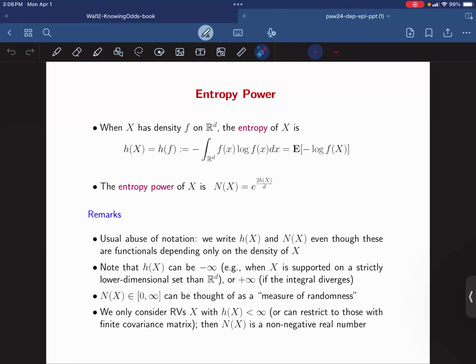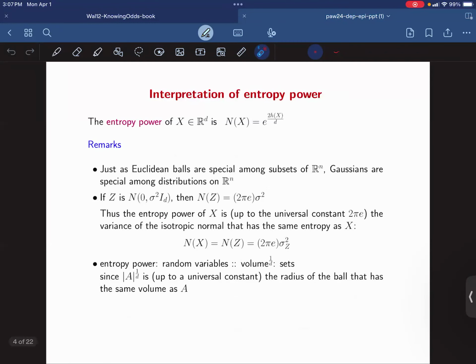In any case, there are many reasons why it turns out to be a valid way of thinking about things, that the larger the entropy, the more it is some kind of measure of spread or measure of randomness. But the entropy itself can take negative values. On the other hand, the entropy power one can think of as a non-negative measure of randomness. We will restrict ourselves to just minimally nice random variables, namely those with finite entropy.